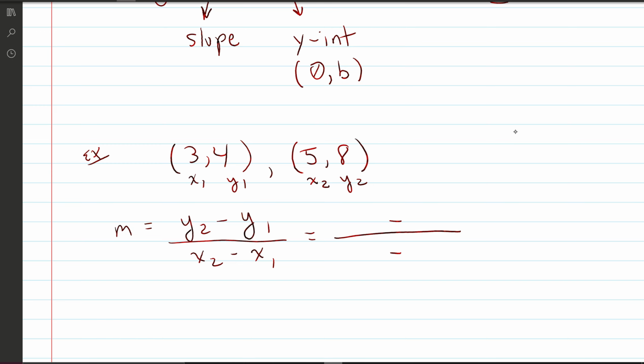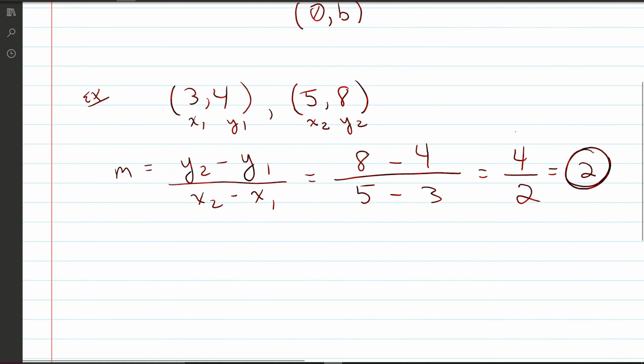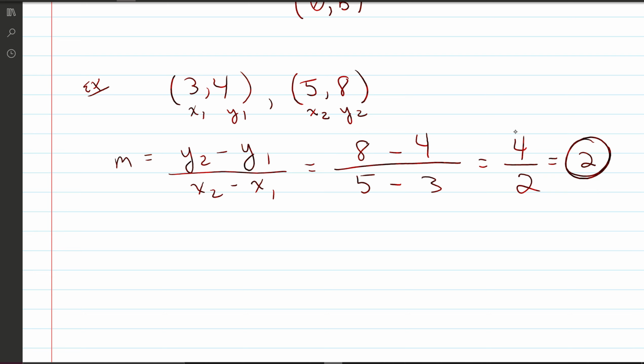So y sub 2 is the 8 and y sub 1 is 4. X sub 2 is 5 and x sub 1 is 3. So 8 minus 4 is 4, 5 minus 3 is 2, and we know that a fraction means division, so 4 divided by 2 gets us 2. Alright, so our slope is 2. M is 2. Anytime you see m in algebra, you know that it stands for slope.